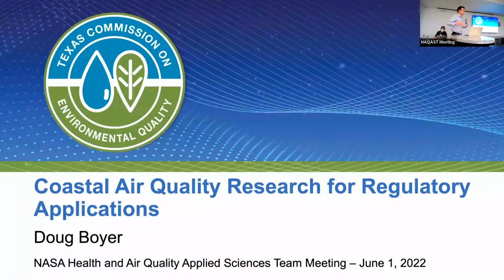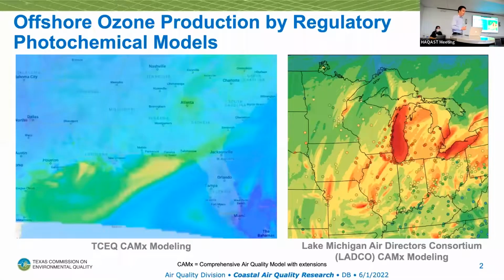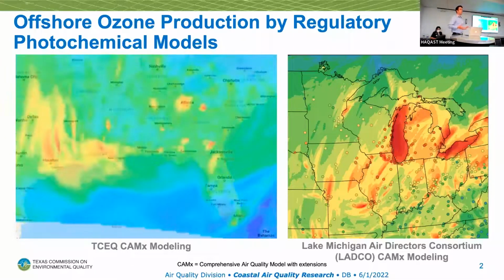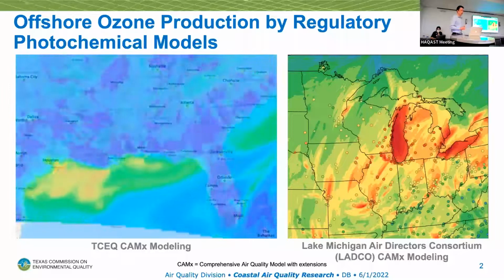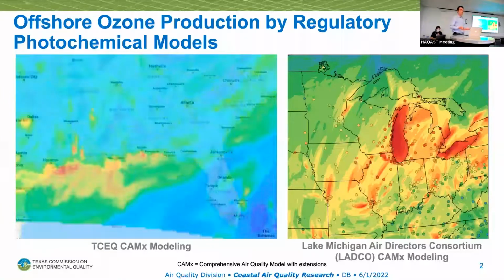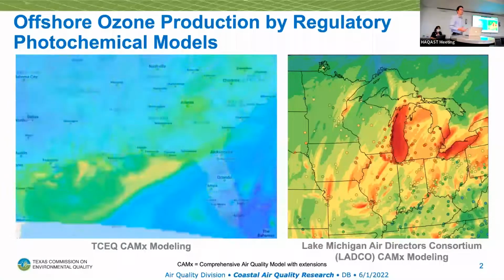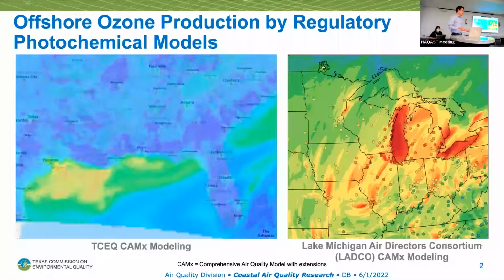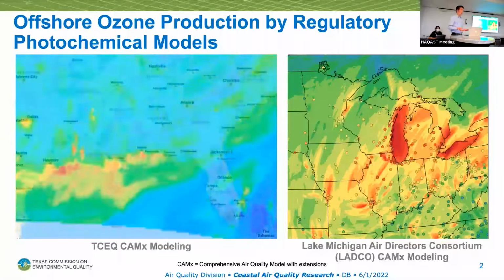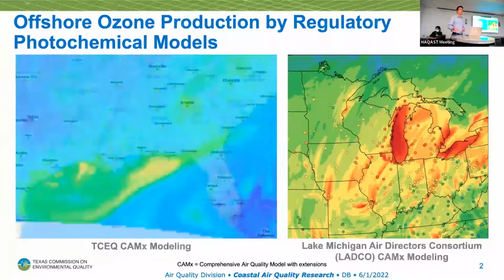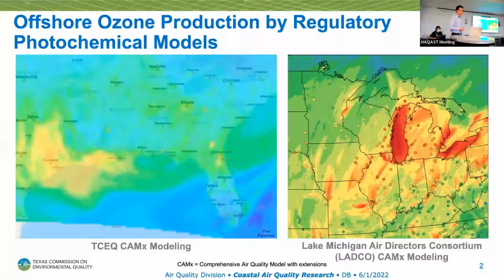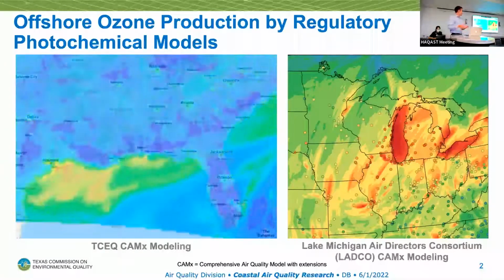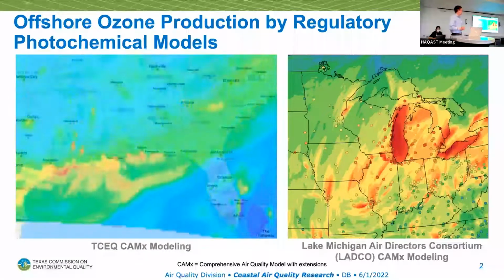I'm going to talk about the TCEQ's involvement in air quality research and tie it into the regulatory applications that we have as a state agency. I want to touch on two main points here. We're required to use different regulatory models when we're doing attainment demonstration modeling, and those are required by EPA. So CAMx and CMAQ are similar photochemical models used in the air quality community, similar to WRF-Chem or GEOS-Chem, but these are the two that we're required to use. I have a couple of challenges I want to talk about and how we can help address them today.